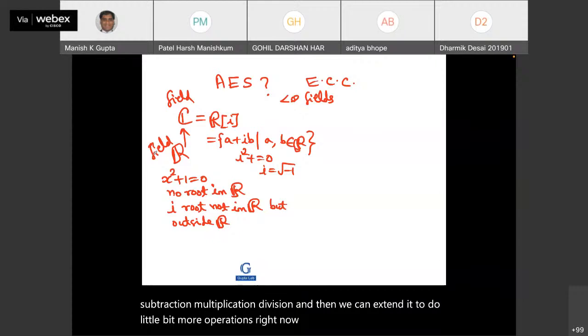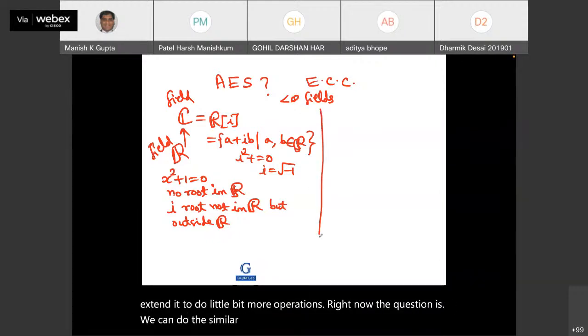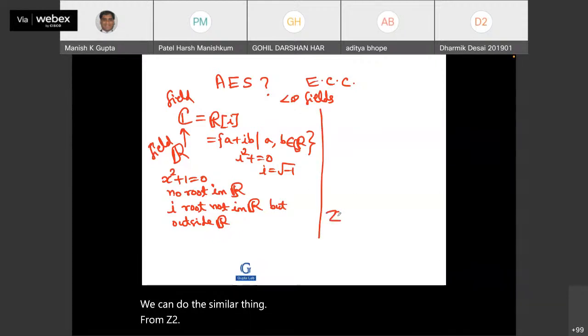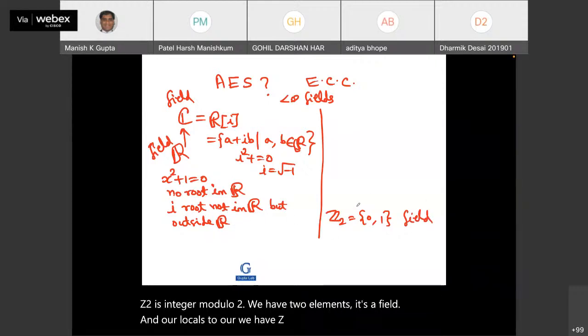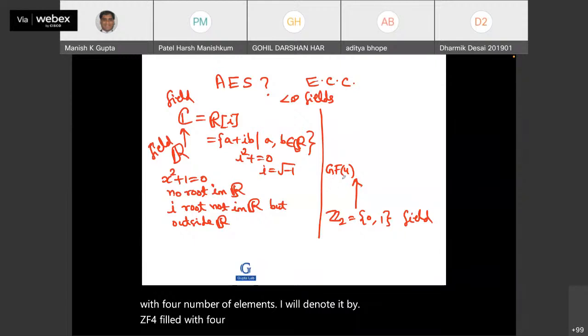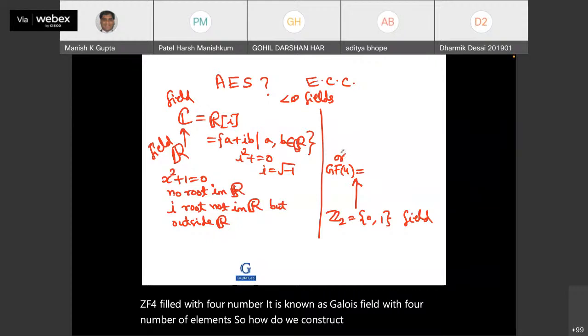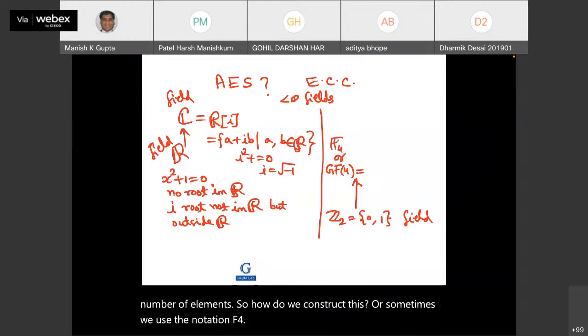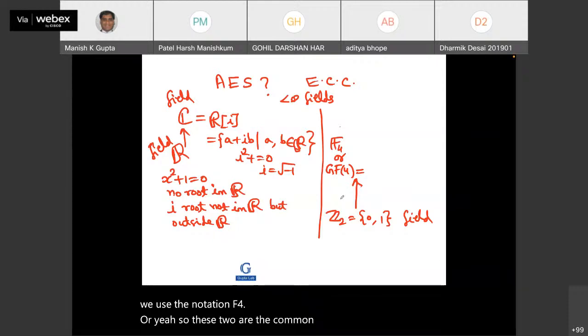Now the question is, we can do the similar thing from Z2. Z2 is integers modulo 2. We have 2 elements. It's a field. Analogous to R, we have Z2 here, and I need to construct a field with 4 number of elements. I will denote it by GF4, field with 4 number of elements. It is known as the Galois field with 4 number of elements. So how do we construct this? Or sometimes we use the notation F4. So these two are the common notations. So how do we construct a field?